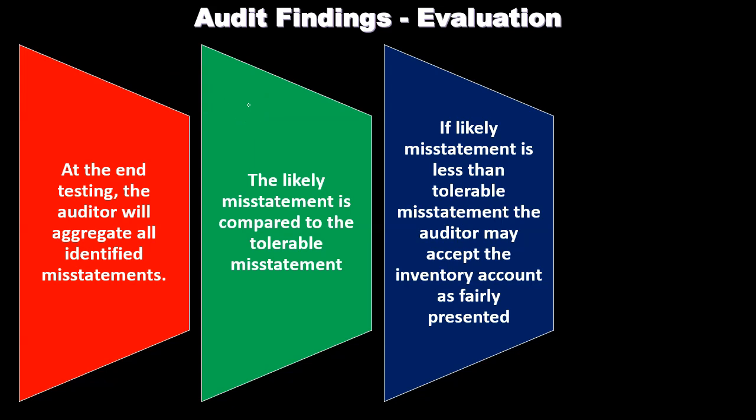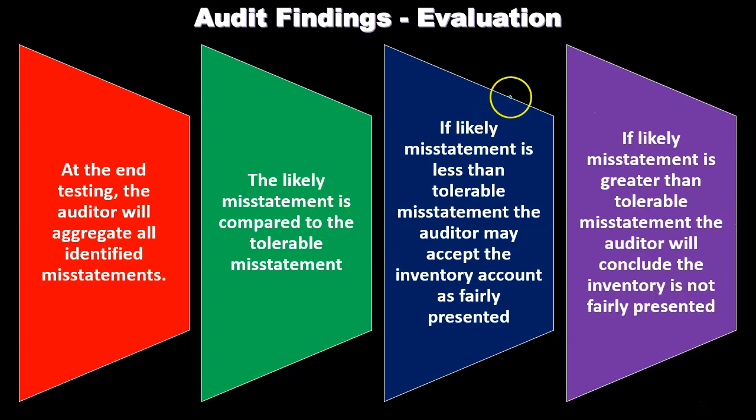If likely misstatement is less than the tolerable misstatement, the auditor may accept the inventory account as fairly stated. That's what we're hoping to happen. However, if the likely misstatement is greater than the tolerable misstatement, the auditor will conclude that the inventory is not fairly stated. That's what we're hoping does not happen.